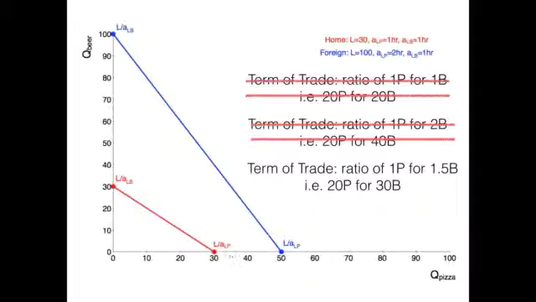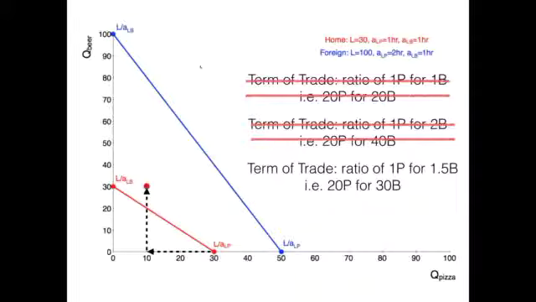So let's look at the home country. They are producing 30 pizzas. They trade 20 of them to the foreign country, leaving them with 10, and they gain 30 beers in the process. And you can see that they are now consuming more than was possible if they had been self-sufficient. They are at a consumption level that's greater than the PPF. So therefore, specialization and trade at this particular term of trade benefits the home country.